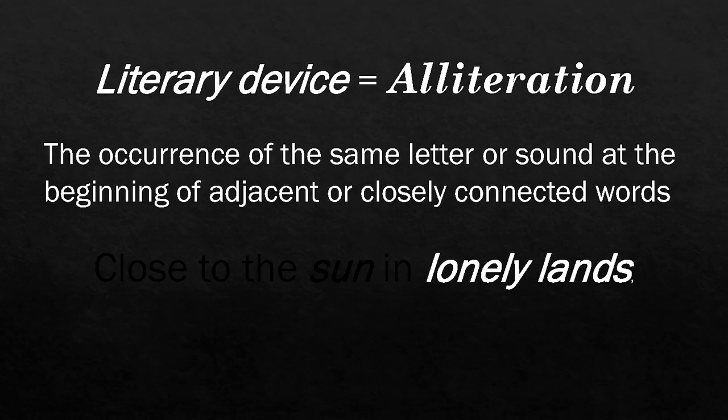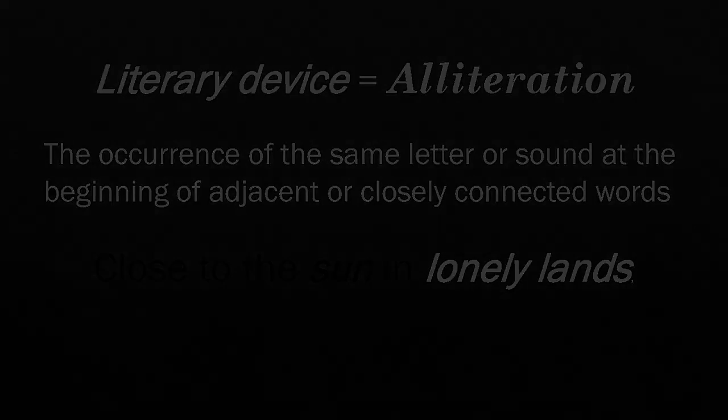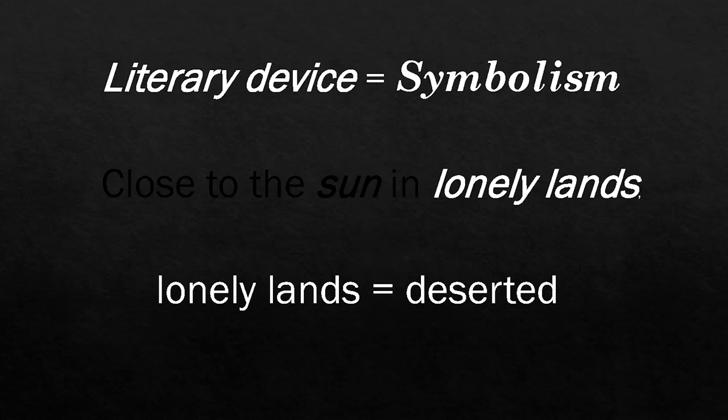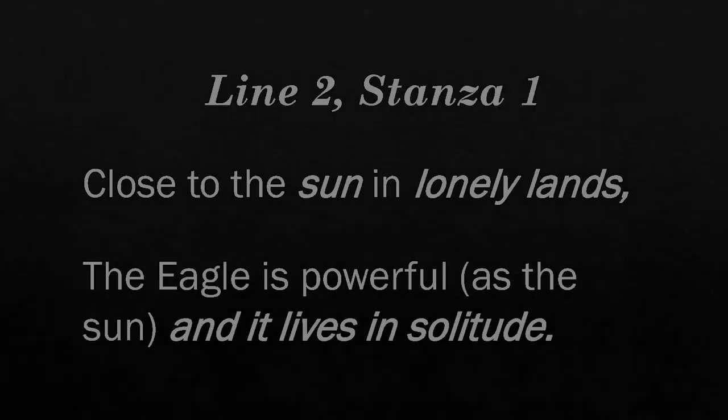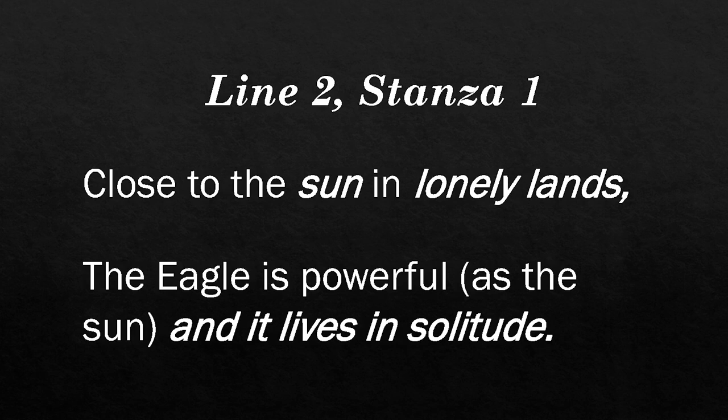There is another literary device repeated in this line, which is lonely lands. As I mentioned before, the same sound or letter has been repeated in adjacent words. Lonely lands is also a symbol which talks about the mindset of the eagle and shows that the eagle stands alone and it has no allies. So the meaning of the second line is, the eagle is all powerful as the sun. However, it has no allies and it lives in solitude.